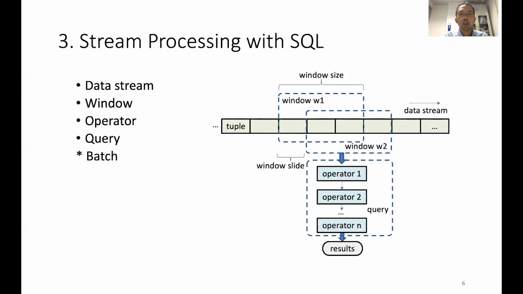Additionally, note that in real stream processing systems, such as SABA, data are processed in batch granularity instead of window granularity. A batch can be a group of windows when the window size is small, or a part of a window when the window size is extremely large.